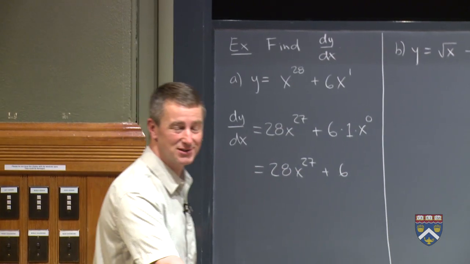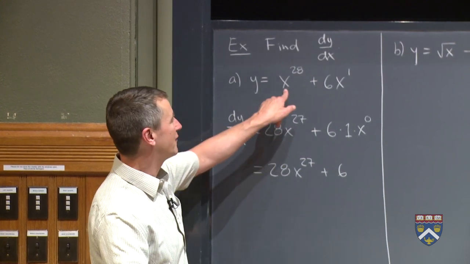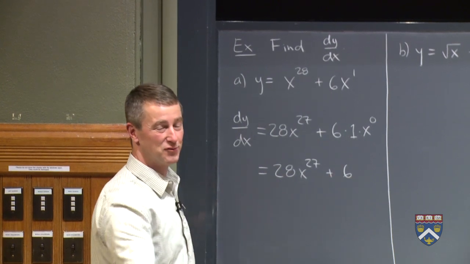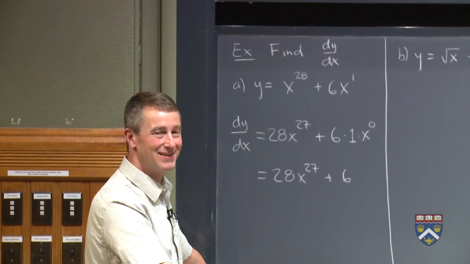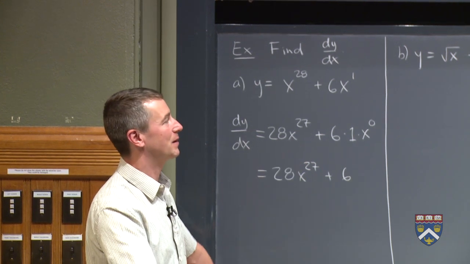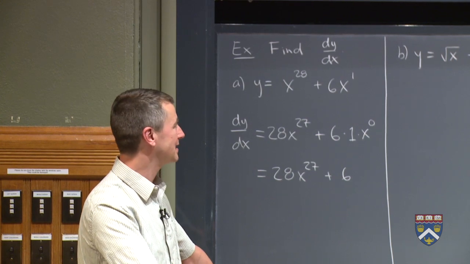Now you can imagine trying to do this using the limit definition. You're going to have x plus h to the 28th power. You'll multiply that all out. It'll have 29 terms. Luckily, a lot of them will cancel when h goes to 0, and you'll end up with this same answer. But I hope you'll agree that this shortcut is a much cleaner, faster way of getting to the answer.